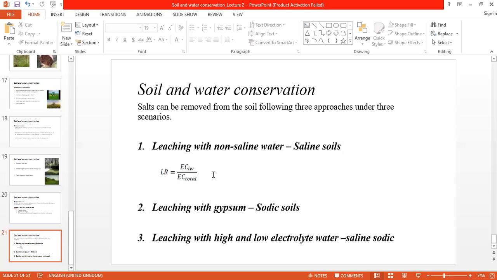So I think we can end here for today, and we'll continue tomorrow. Tomorrow we'll switch to water conservation. At least we've covered quite a lot today. Unit two is done.